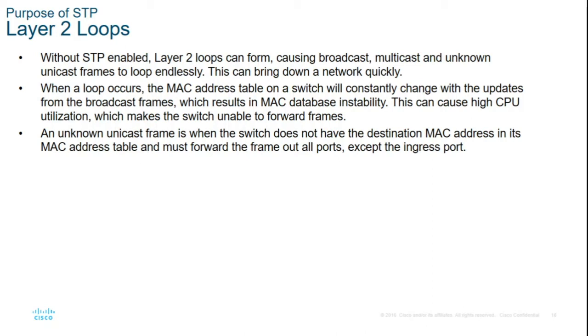An unknown unicast frame is when a switch does not have a destination MAC address in its MAC address table and must forward the frames out on all ports except the ingress port. The ingress port is the port where the frame was received.